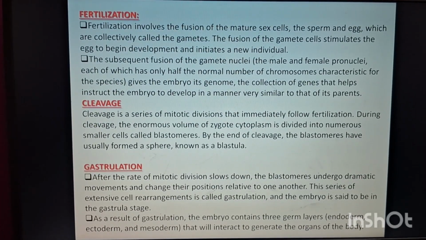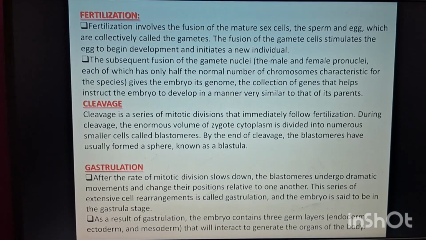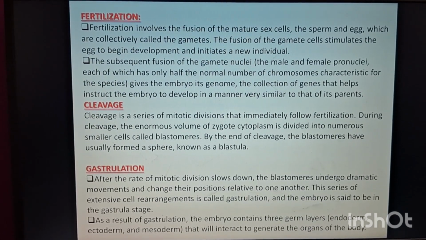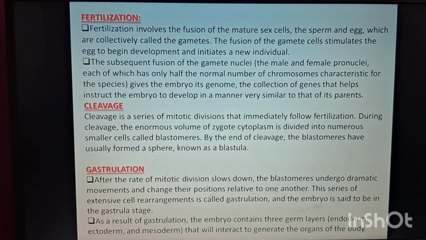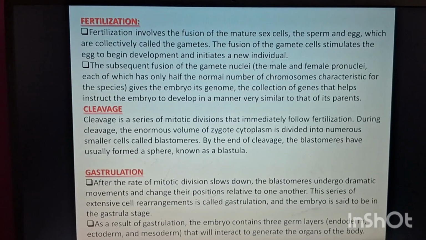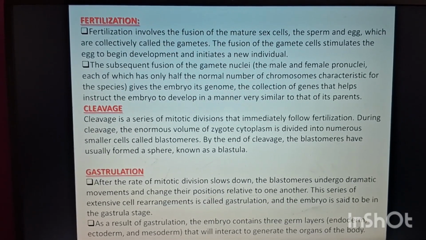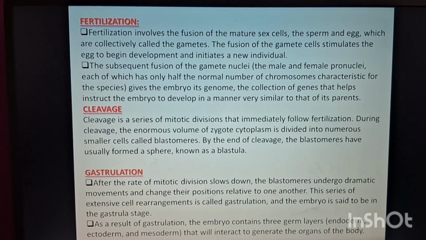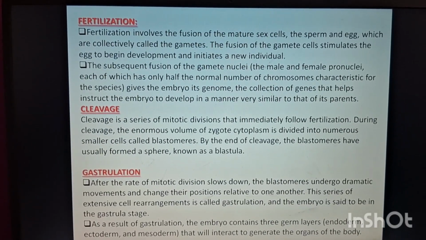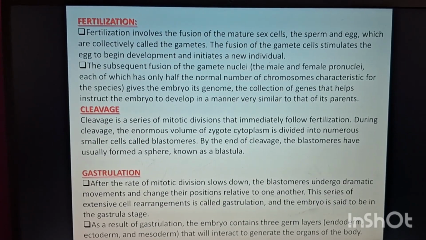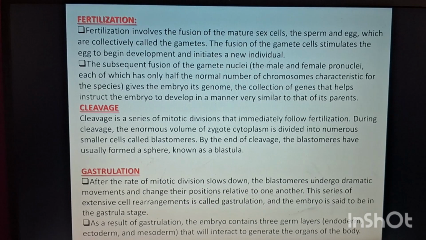Cleavage is a series of mitotic divisions that immediately follow fertilization. During cleavage, the enormous volume of zygote cytoplasm is divided into numerous smaller cells called blastomeres. By the end of cleavage, the blastomeres have usually formed a sphere known as blastula. Means of the cleavage, that is, the single zygote divides rapidly at first, then the resulting smaller cells are called blastomeres, and the cells eventually form a hollow sphere shape called blastula.